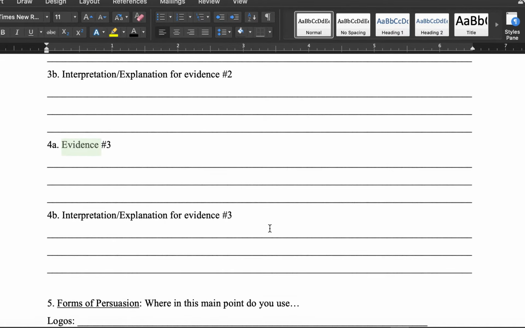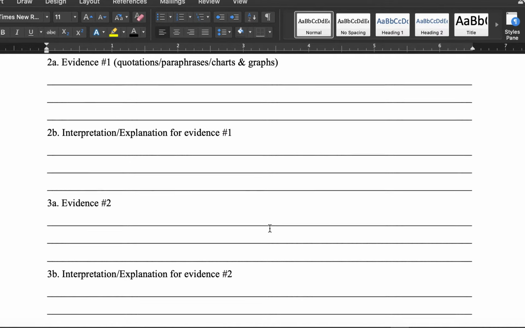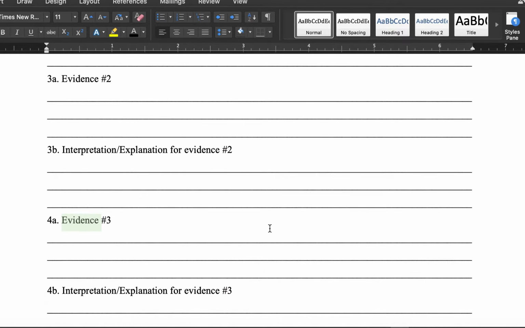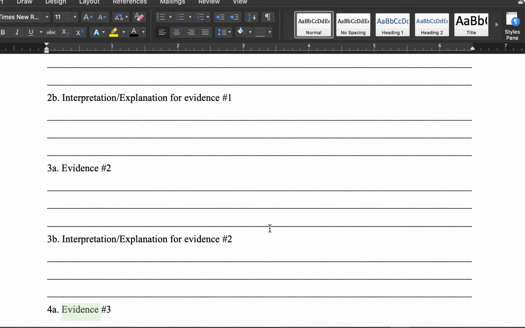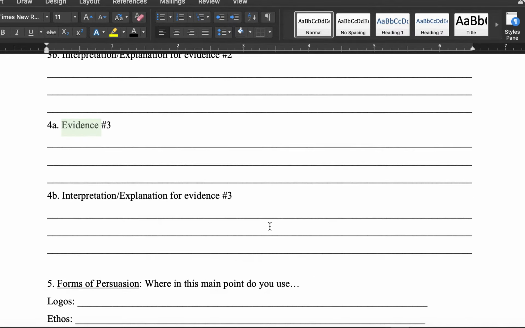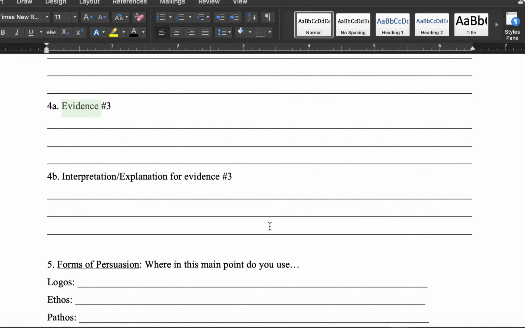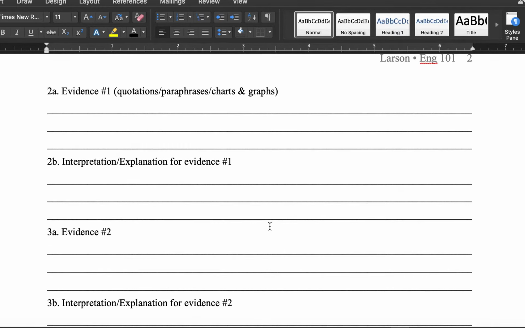I would hope that for each main point, you would have at least 3 pieces of evidence. Sometimes you might have 4, sometimes you might only have 2, but I've given you room for 3 on the outline, so use those spaces as you need. You should never have just 1 piece of evidence for each main point, though. So I've given you room for 3 pieces of evidence.